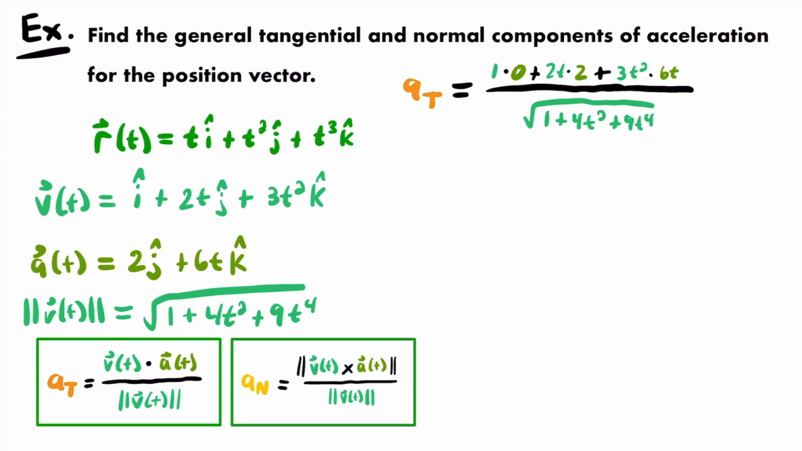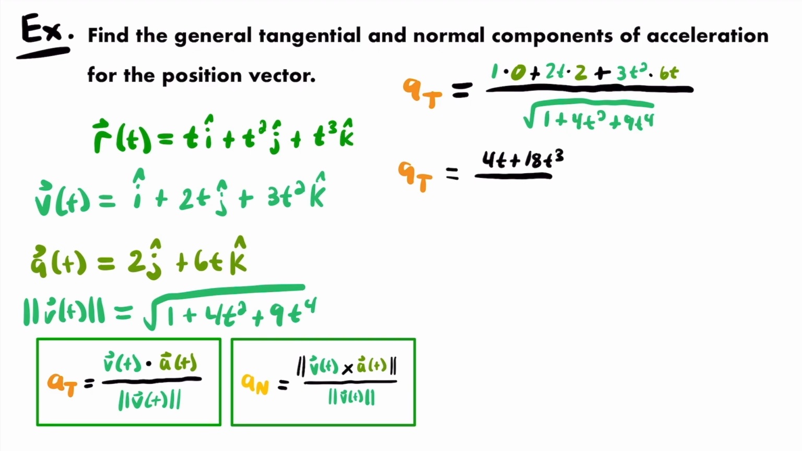All right, and now if we simplify, the tangential component of acceleration will be equal to 1 times 0, which is 0, plus 2t times 2, that will be 4t. So in the numerator, we have 4t plus 3t squared times 6t. 3 times 6 is 18. T squared times t is t cubed. So we have 4t plus 18t cubed.